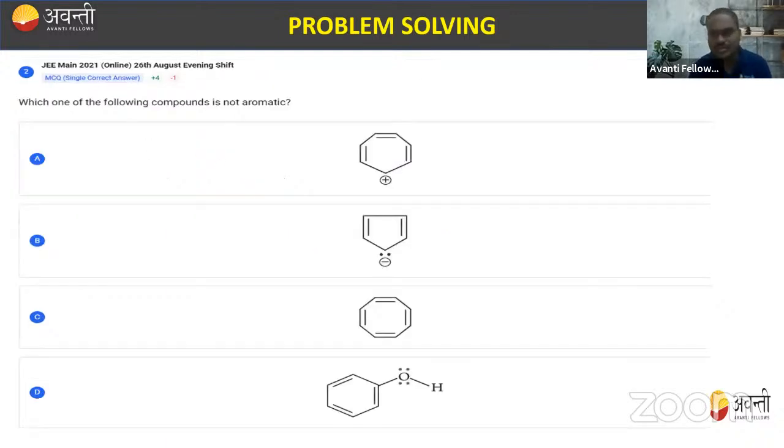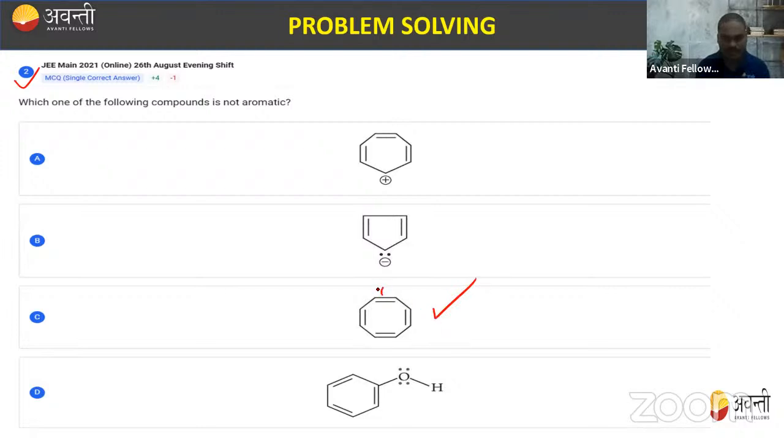Now move to the next question. Which one of the following compounds is not aromatic? So they are asking इसमें से कौन aromatic नहीं है? ठीक है? So which of the following compounds is not aromatic? So this one is not aromatic, and why is this?